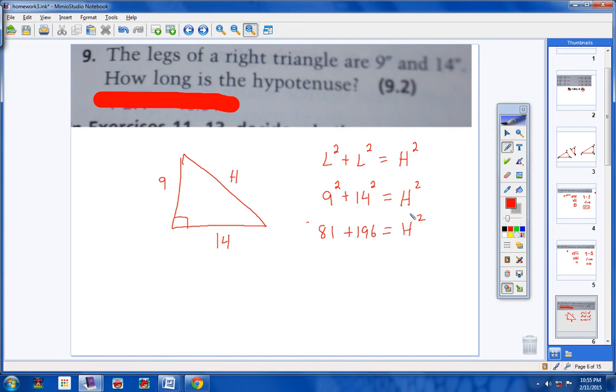Add the two numbers together, and you will get 277. Take the square root of both sides, and because you're dealing with the length of a triangle, you're not going to put plus minus, because the length of a triangle could never be negative. So we're going to take the positive. The square root of 277 equals h. I took the square root of this side and the square root of this side. Now if you want to type that into your calculator, you're going to get 16.64. And there we go. Pythagorean's theorem.